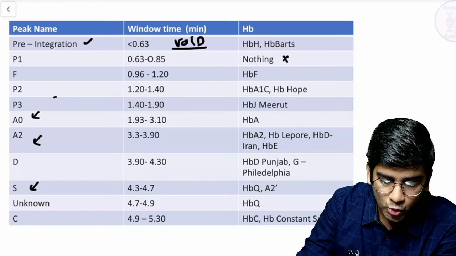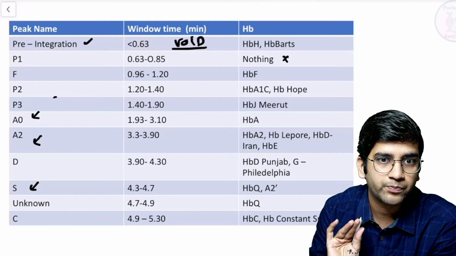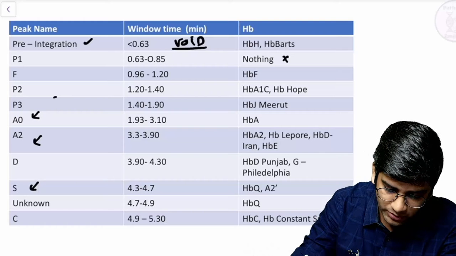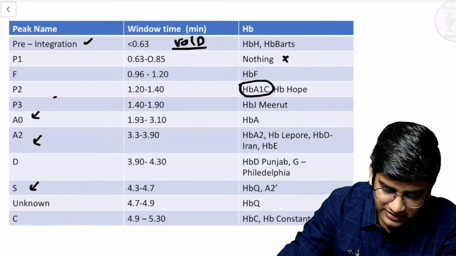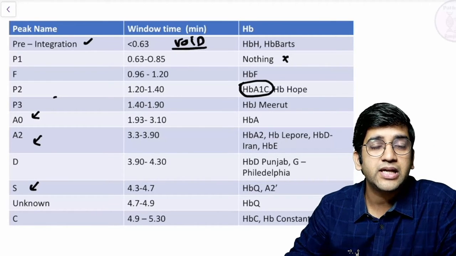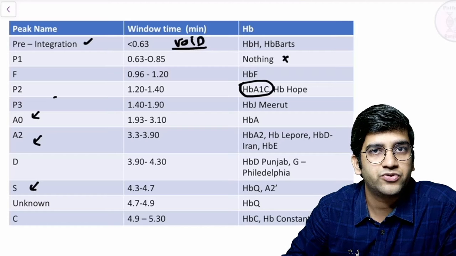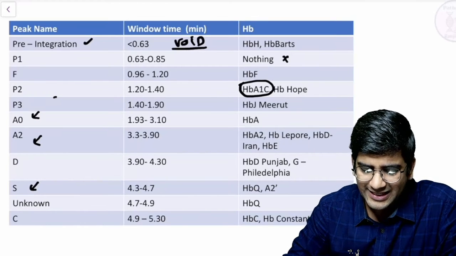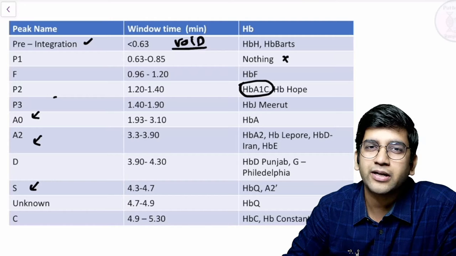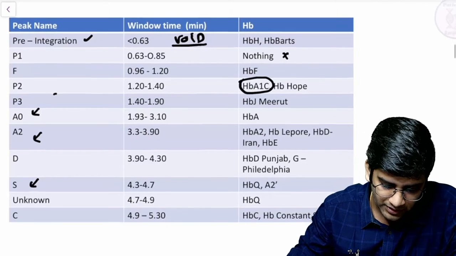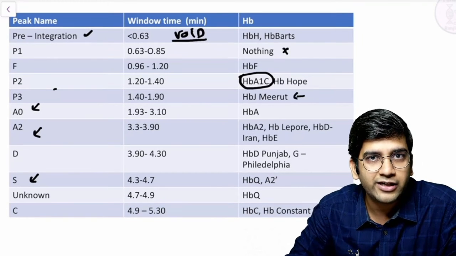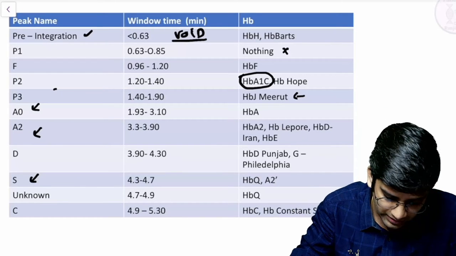P1, there will be no hemoglobin eluted in P1. PF is the next window, hemoglobin F, that's all. In P2, this is just for HbA1c. If you have a program of HPLC running for HbA1c, that comes in the P2 window, and you can easily quantify the P2 window, obviously. Hemoglobin Hope is very, very rare. Ignore that. It will not be asked for exams, fine? P3 window is where I have hemoglobin J-Meerut. Again, a rare finding. That's why I said, need not know much about it.